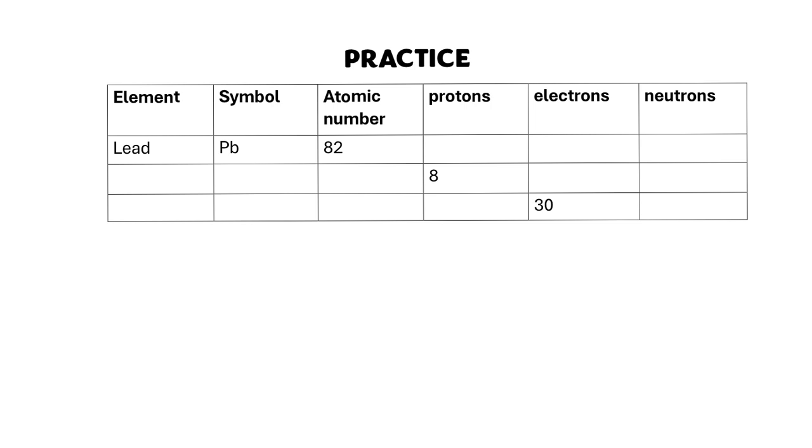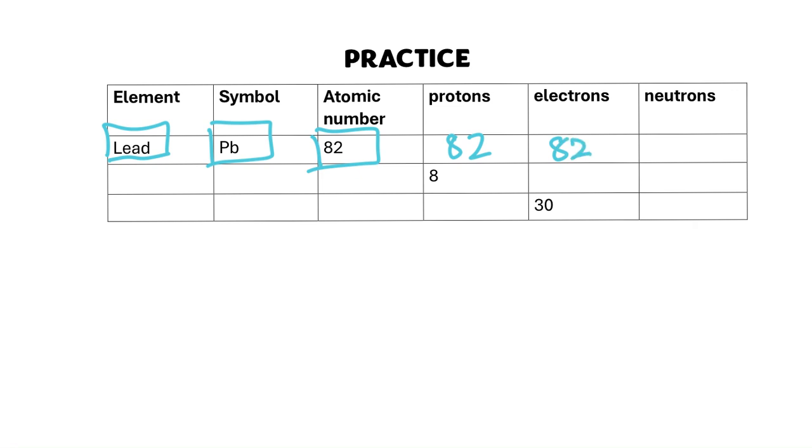Let us practice. For this one, you will need a periodic table. In the periodic table, once you look at the element, in this case I have lead. The symbol is written correctly. The atomic number is 82. We know that the atomic number is equal to the number of protons, so that will be 82 as well. And since it's a neutral atom found in the periodic table, the number of electrons is always equal to the number of protons.